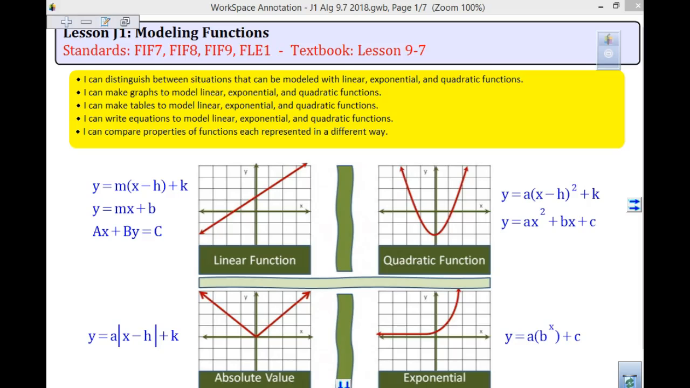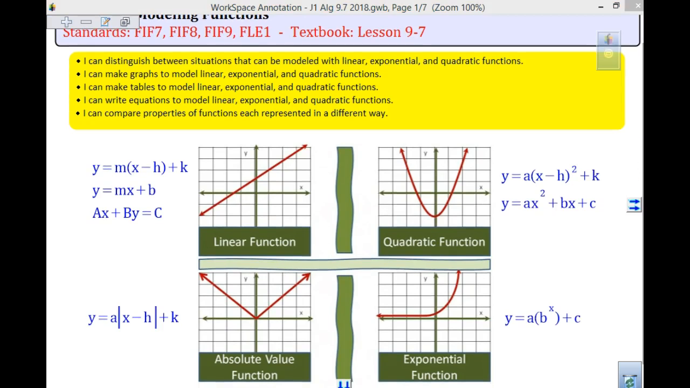Modeling. So we have had these four different types of functions so far, right? We have worked with linear functions. We just finished quadratics. Earlier in the year we did exponential, and we also did absolute value at the beginning of the year. So you need to be able to distinguish between the models for linear, exponential, and quadratic.